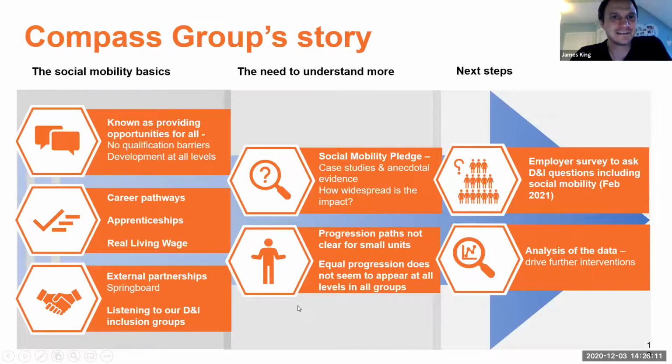Yeah, thank you, Nina. If we could go on to the next slides. Great, thank you. So we're at the very start of our data story when it comes to social mobility, but we're not at the start of our journey when it comes to supporting social mobility initiatives and getting the basics in place.